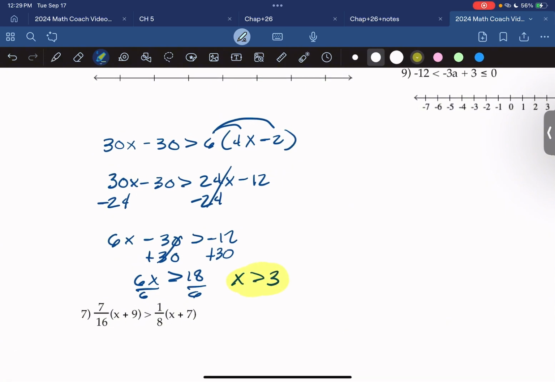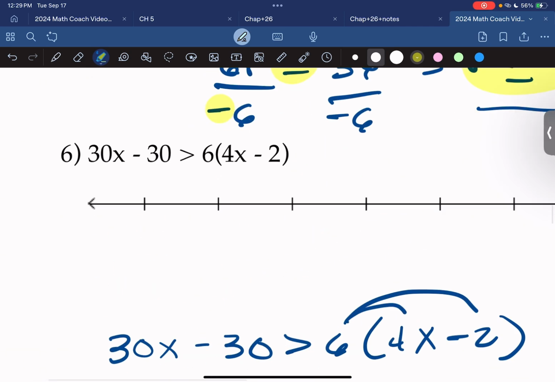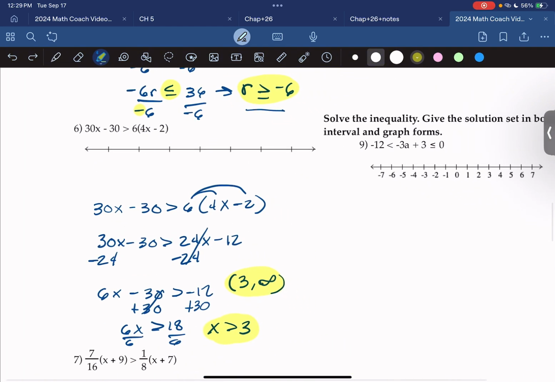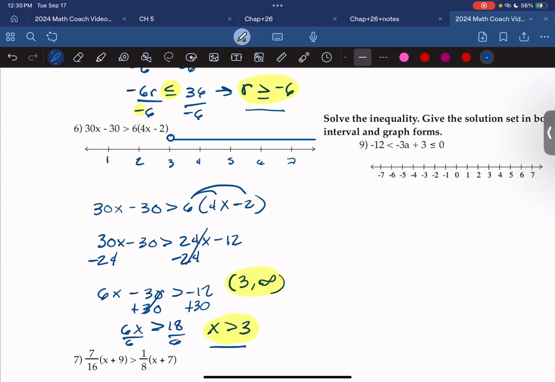So this is how we're going to graph it. Now let's write interval notation. It's going to be 3, comma, positive infinity. And because there is no line under this inequality symbol, we just write a parentheses. And when we graph it, we use an open circle. So let's do 1, 2, 3, 4. Find the 3, open circle. X is greater than. When it's greater than, it's positive. We go to the right. So this is our answer.